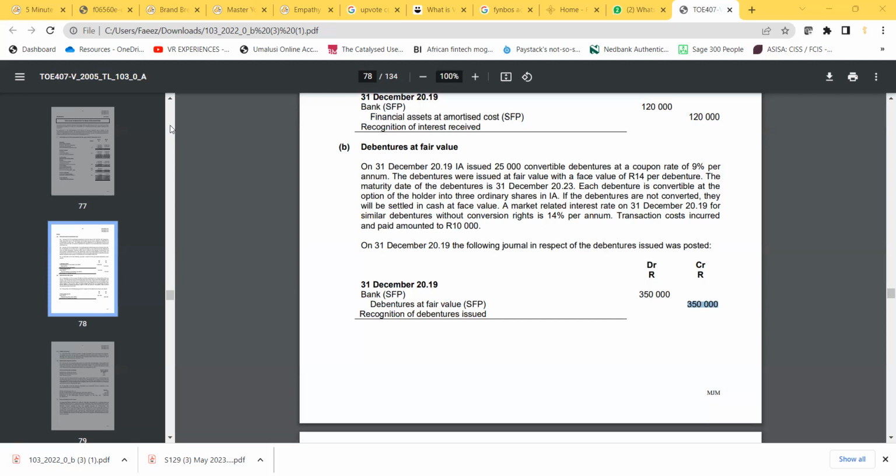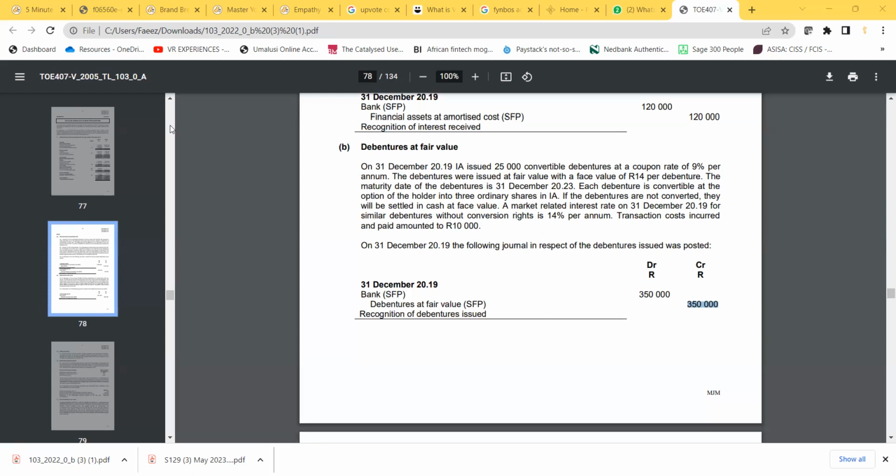So what I did was I worked out the 25,000 times the 9% times the face value. I'm not sure if it's correct, just to get the PMT for the year. And that is where I stopped. Then I didn't understand this 350. But if I divide that by the 14, I'm getting the 25,000. So I'm assuming they're saying the convertible 25,000 that is in issue times the 14 rand, which is the face value.